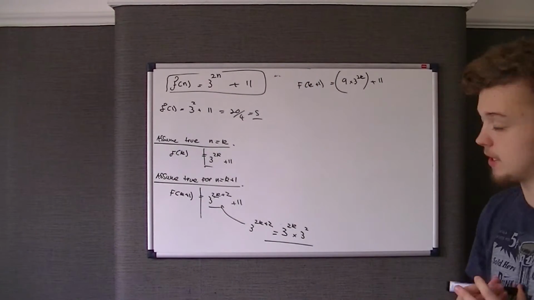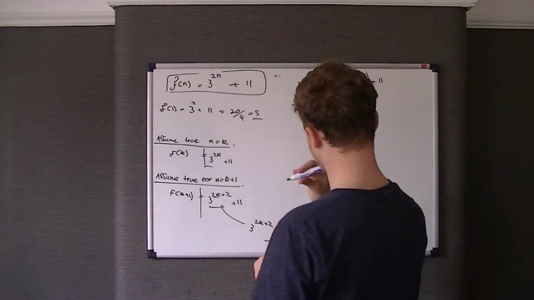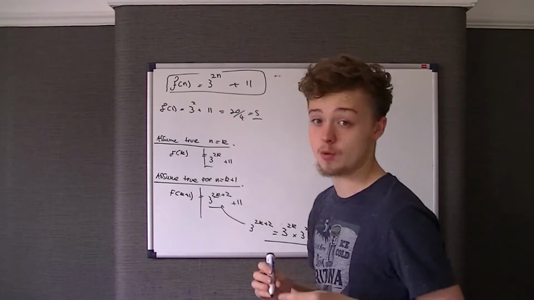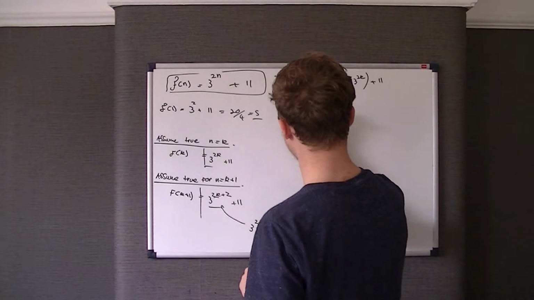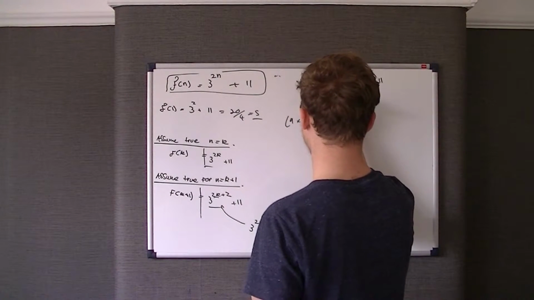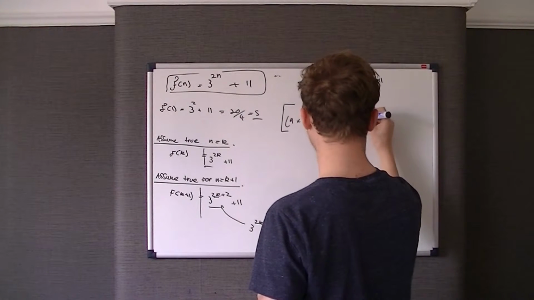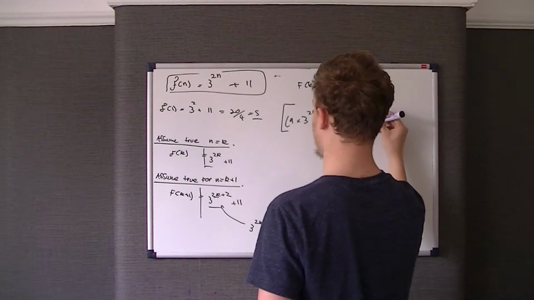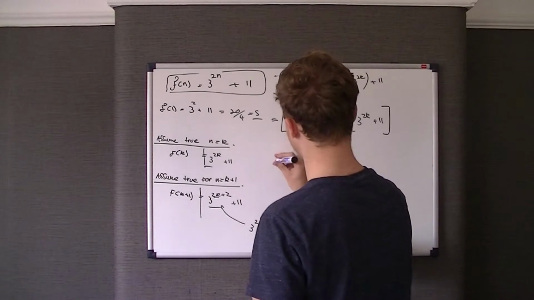What we said was we need to work out the difference between f of k and f of k plus 1. So you do f of k plus 1 take away f of k. In other words, we do 9 times 3 to the 2k plus 11, and we take all of that away from 3 to the 2k plus 11. Quite clearly the 11s cancel.